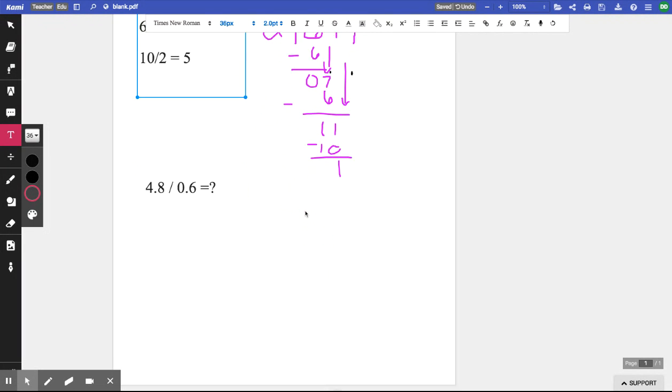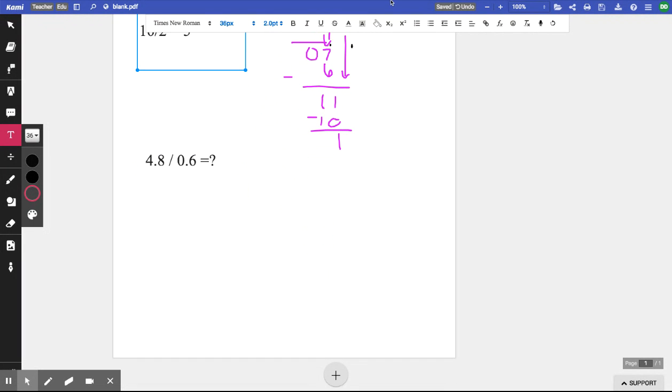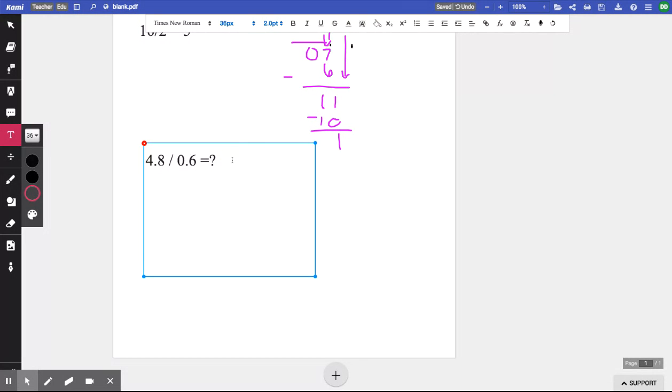Okay. This next problem, let's take a look. We have to write an equivalent problem that has a whole number divisor, then solve the equivalent problem and complete the number sentence. So remember, we have to think, in order to make this 6/10 a whole number, how many decimal places do I have to move my point? I have to move my decimal point 1 place to the right.